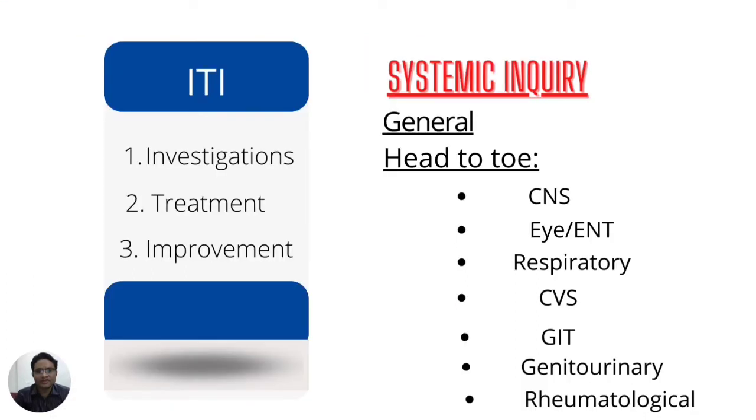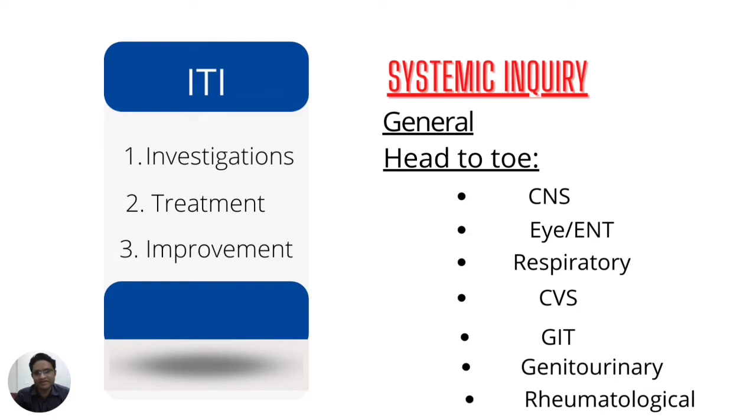After this, if the patient is admitted, ask about the investigations, treatment, and condition of the patient, either improving or not. Then do the systemic inquiry. In general, you can ask if there is any other problem they want to tell. Otherwise, go head to toe. Ask one or two questions for CNS, eye, ENT, respiratory, cardiovascular system, GIT, genitourinary, and rheumatological disorders.